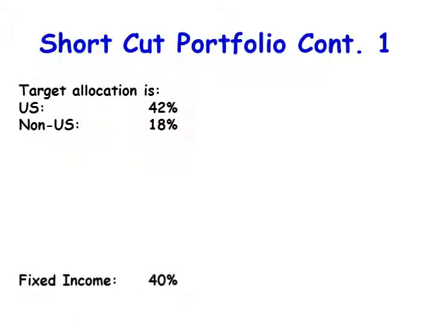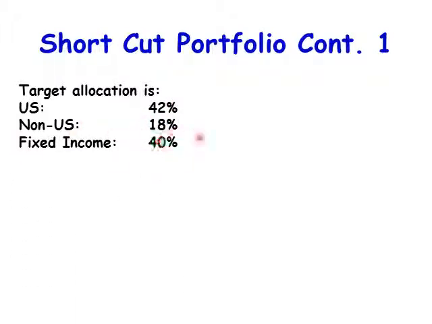Let's continue here. Target allocation is US 42%. That's what we are trying to achieve. Non-US is 18%, and fixed income is 40%.